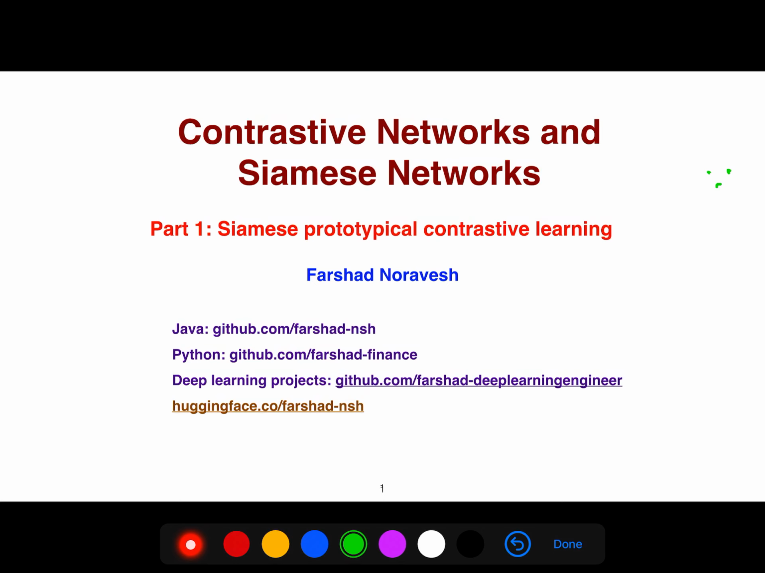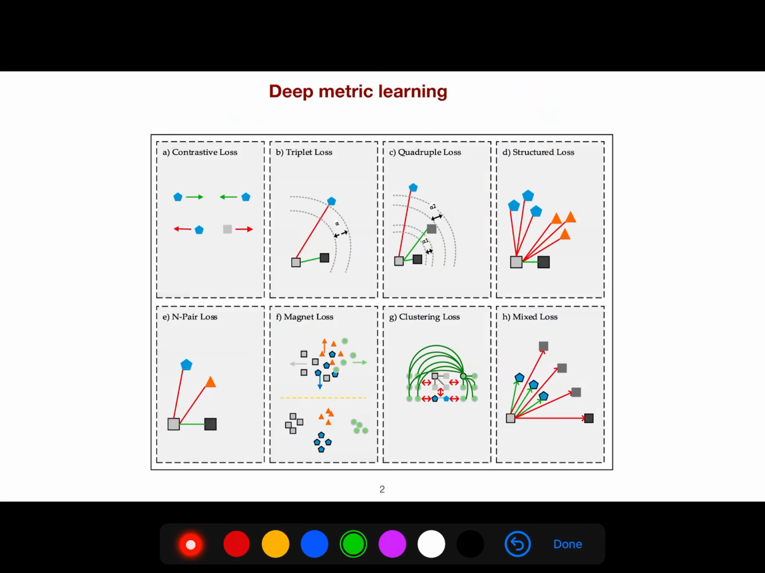So in this new playlist, I'm going to be talking about an important topic, contrastive networks, and also siamese network. All of these are just part of deep metric learning, a kind of an approach to deep metric learning. So we should know about contrastive loss, triplet loss, because sometimes we have just an anchor here and we have these positive and negative elements.